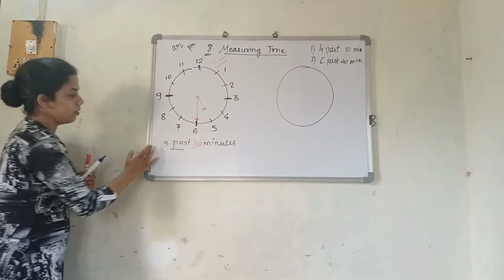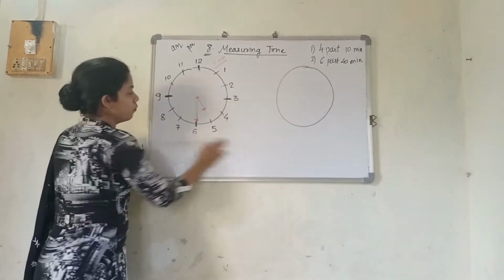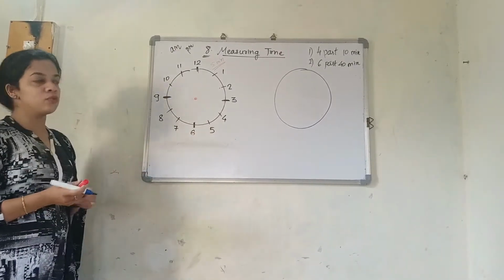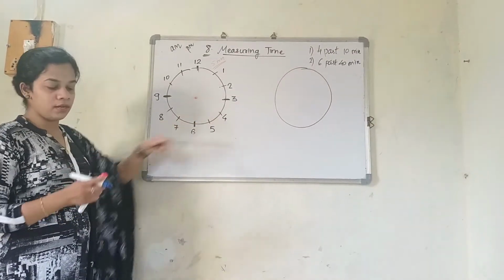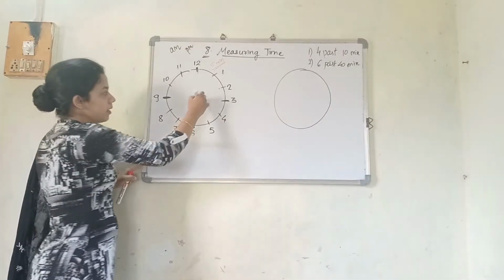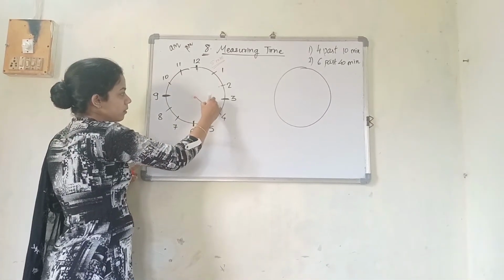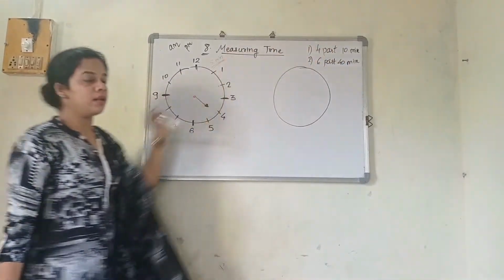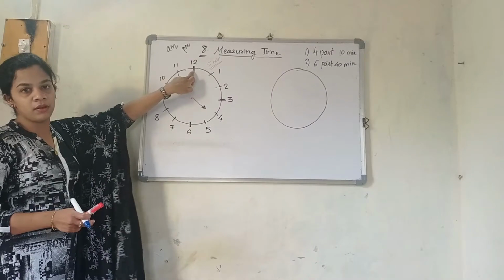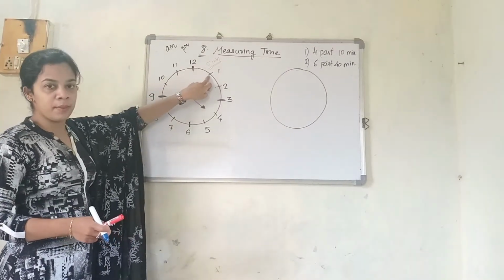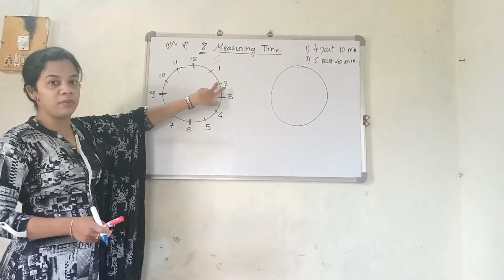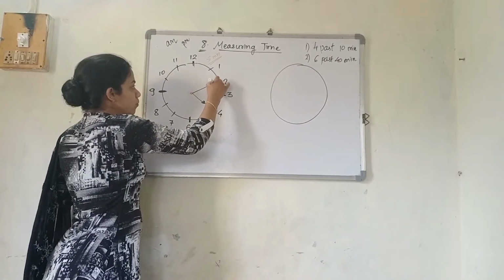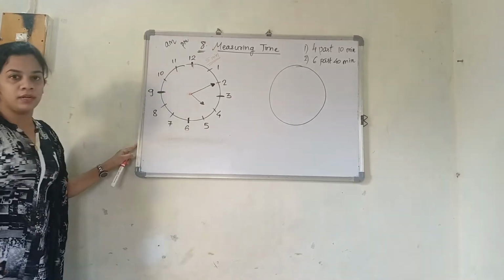Now just see clearly over here. 4 past means what? 4 hours is already done. So our smaller hand will be where? Yes, it will be near 4. Fine. 4 past how many minutes have they told? 10 minutes. So the minute hand I am going to start from here. From here to here it is 5 minutes, and from here to here it is how many minutes? 10 minutes. So 4 past, and the minute hand will be here. So 4 past 10 minutes.